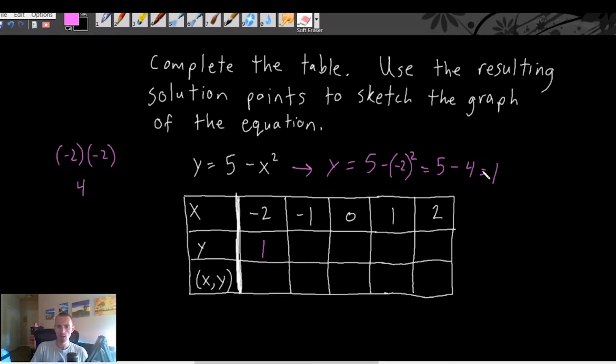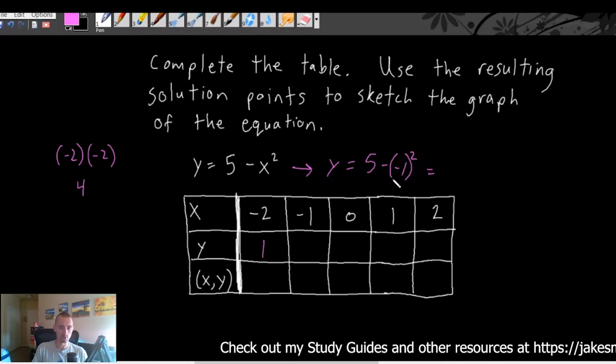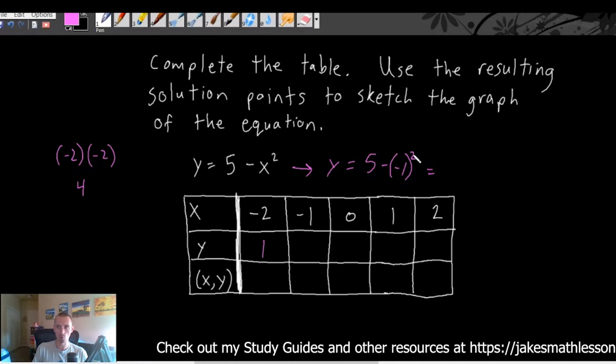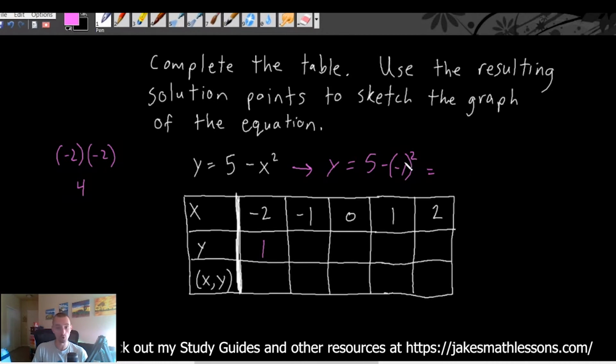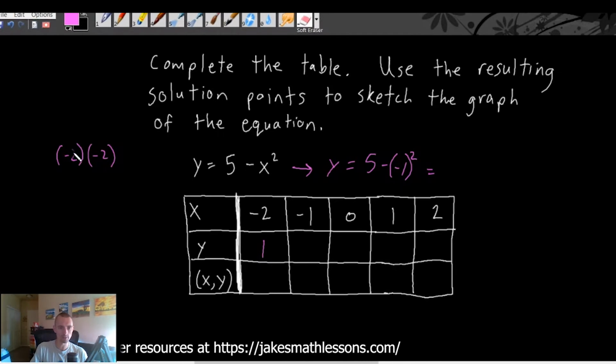Okay, so now we need to do the exact same thing with x equals -1 this time. So if we go to our equation, 5 minus x squared, replace the x with -1. Now we need to simplify that. Again, inside the parentheses, there are no operations being done. So the next operation in the order of operations is the exponent. So -1 squared is the same as -1 times -1.